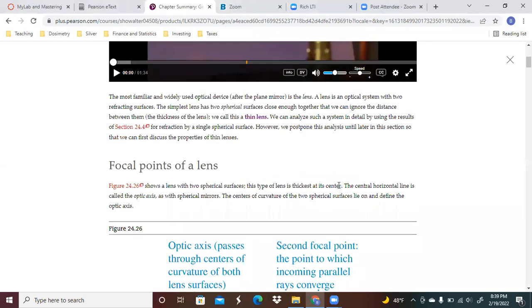All right. The most familiar and widely used optical device after the plane mirror is going to be the lens. For those of you that wear glasses, this should not come as a surprise. A lens is an optical system with 2 refracting surfaces. The simplest lens has 2 spherical surfaces close enough together that we can ignore the distance between them, and this is what we call a thin lens. We can analyze a system in detail by using the results of the previous section for refraction by a single spherical surface, but we're going to postpone this so that we can first discuss the properties of thin lenses.